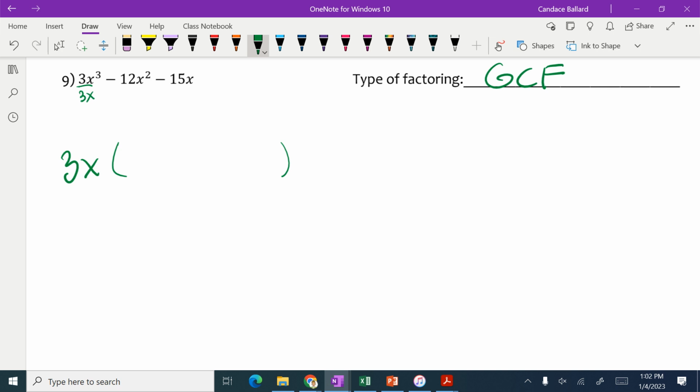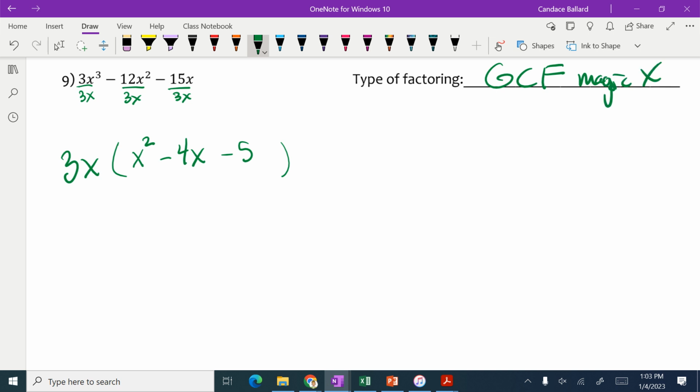So when I divide 3x cubed by 3x, what do I get? Do I get 3x squared or x squared? X squared. Good. Okay, so I heard both. All right. When I divide negative 12x squared by 3x, what do I get? Good. When I divide negative 15x by 3x, what do I get? Good. Now, every time I factor a greatest common factor, I need to check if I can go more, right? That's called factoring completely. How many terms do I have in there left? 3.